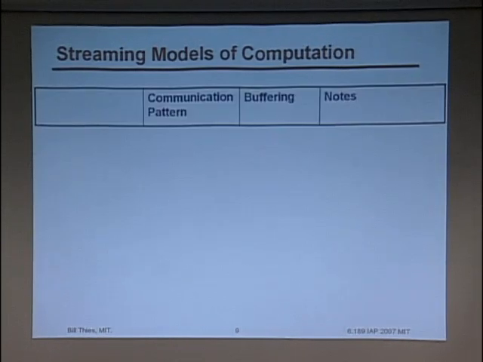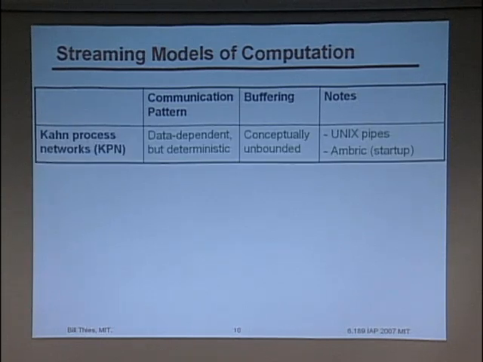So just one slide on these models. Let's compare them a little bit. First is the Kahn process networks. This is kind of the simplest model. It's very intuitive. You just have different processes that are communicating over FIFOs. And the FIFO size is conceptually unbounded. So to a first approximation, it's kind of like a Unix pipe.